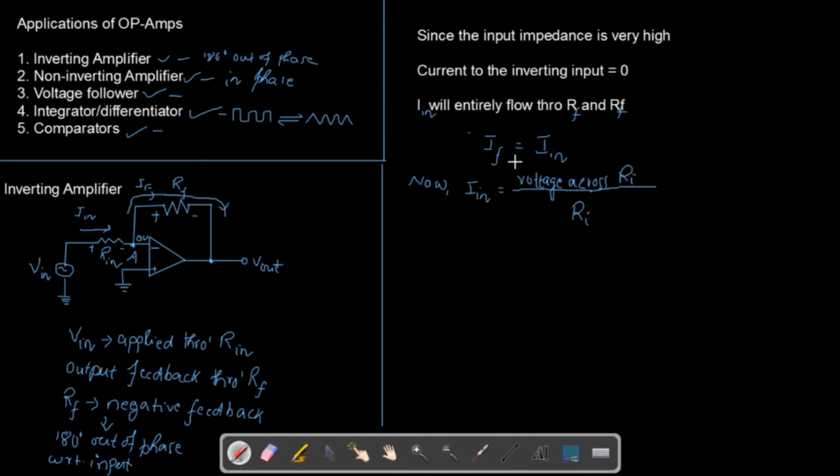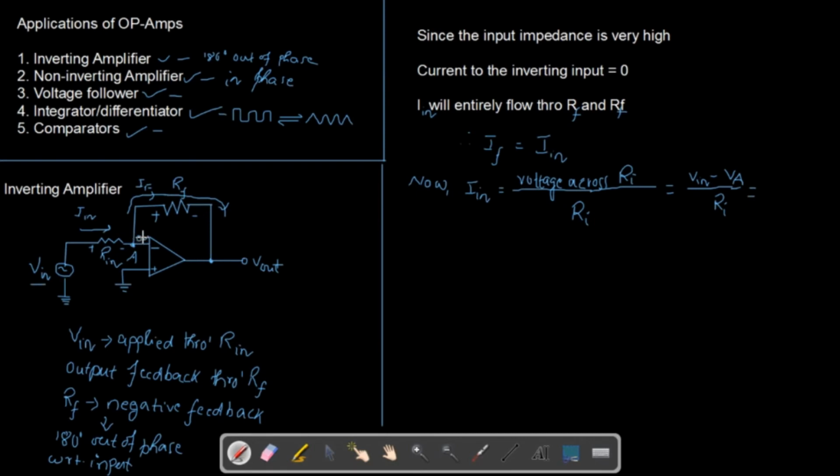So you know current is equal to voltage by resistance. So if you know the voltage across Ri, divide by Ri, we can get it, right? So what is the voltage across Ri? That means whatever is the voltage on this side minus whatever is the voltage on this side. So you can see, we can just simply write it down as V in minus VA divided by Ri.